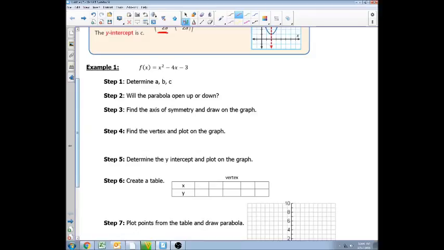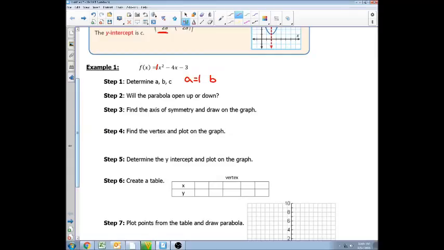The problem is f of x is equal to x squared minus 4x minus 3. The first thing that I want to do is, right now I do not have a number where my a value should be. So anytime there is nothing in front of a variable, we can always plug in a 1. Okay? So we need to determine what our a value is. Remember that a is going to be the number that is in front of our x squared. In this case, it would just be 1.